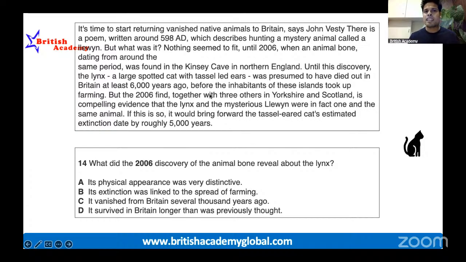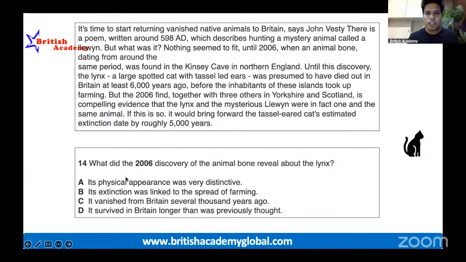But the 2006 find, together with three others in Yorkshire and Scotland, is compelling, a strong evidence that lynx and the mysterious living were in fact one and the same animal. So there was evidence in 2006, no presumption, that it was the same animal. If this is so, it would bring forward the tassel-eared cat's estimated extinction date by roughly 5,000 years. So initially, it was presumed that it died 6,000 years ago. But if this evidence is true, the estimated date would come back to 5,000 years, not 6,000.